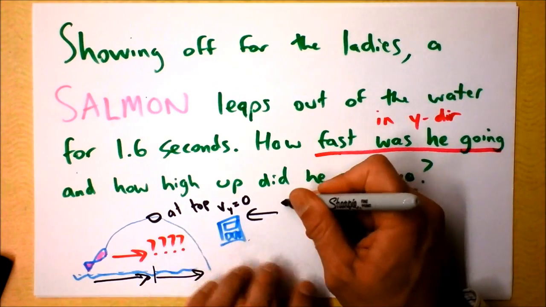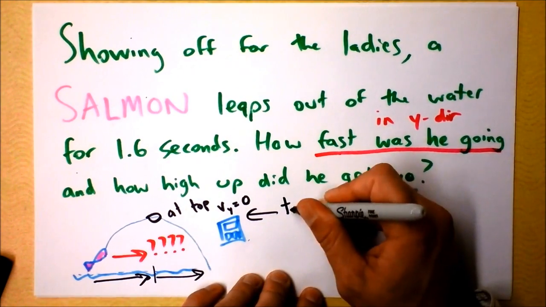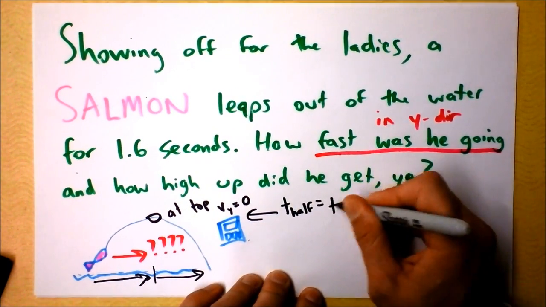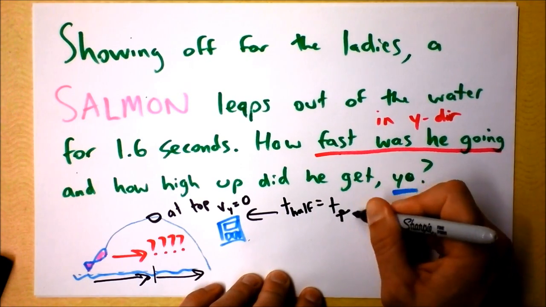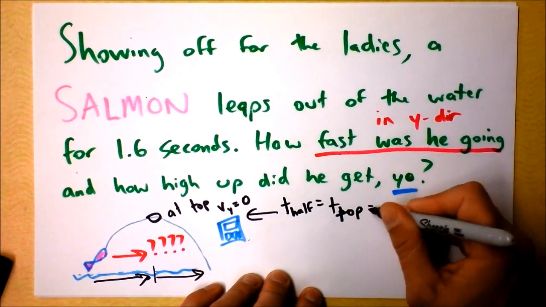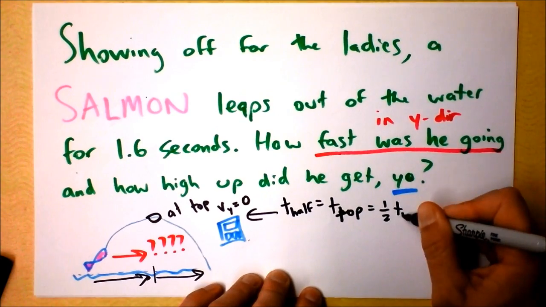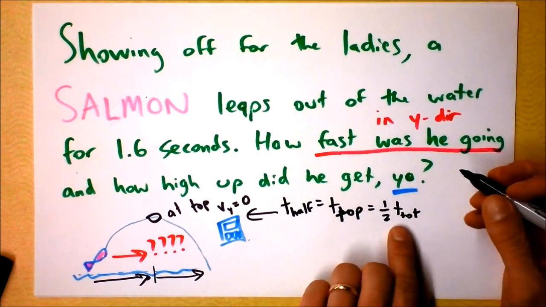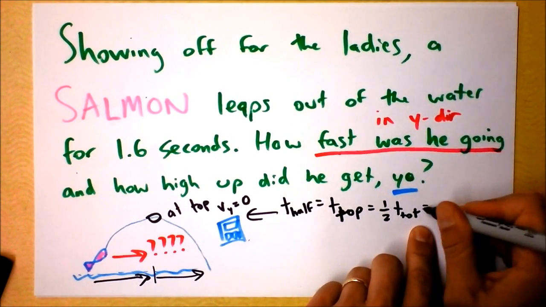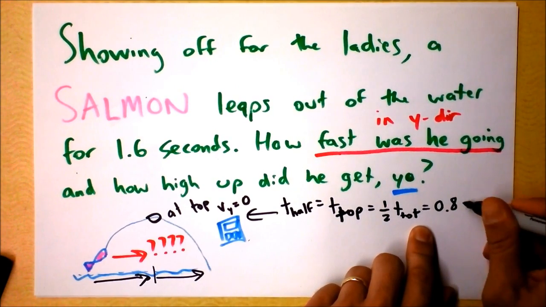So at the top, this happens at T half, or I could call it T top. T top is in fact 1/2 T total. See how I did that there? Top, tote, yeah, great. So that's going to be 0.8 seconds.